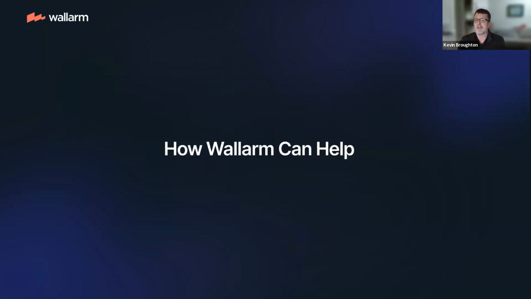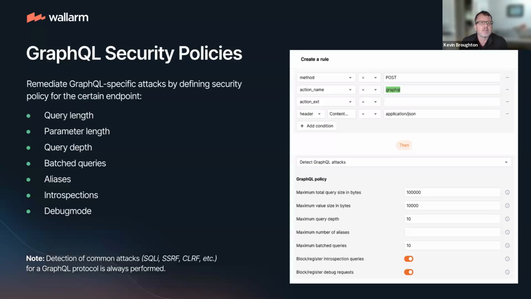So moving on, we talked a little bit about positive security models. We've talked about GraphQL and some of the unique challenges it can pose. But obviously, none of that matters if you can't execute on an actual game plan. So this is the part where we talk about how Wallarm can help and how you can take action. Let's start with the GraphQL security policies.